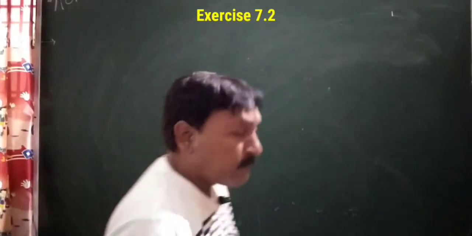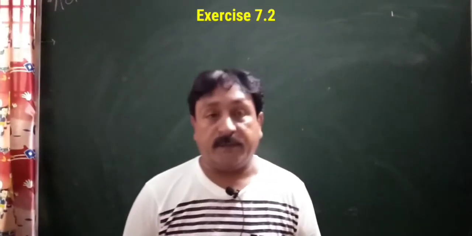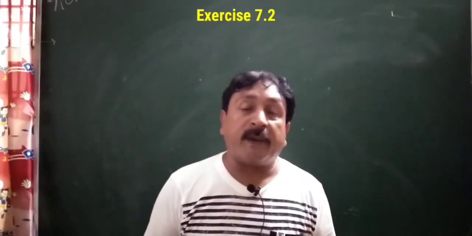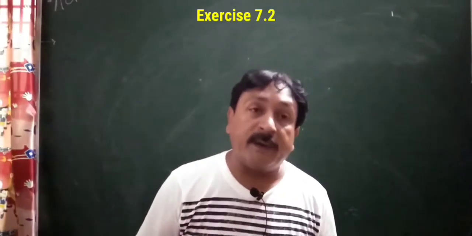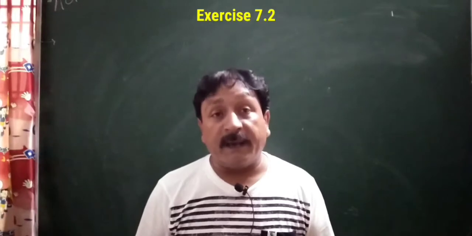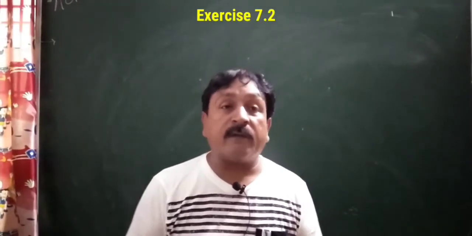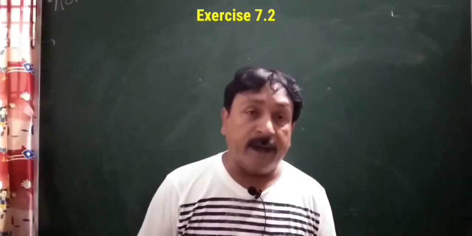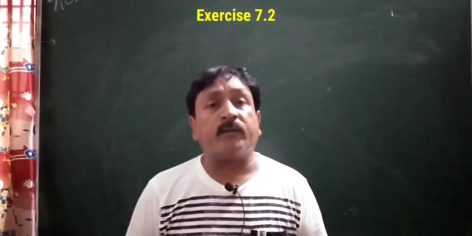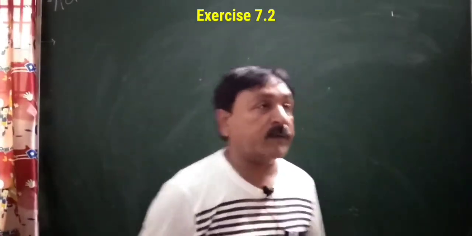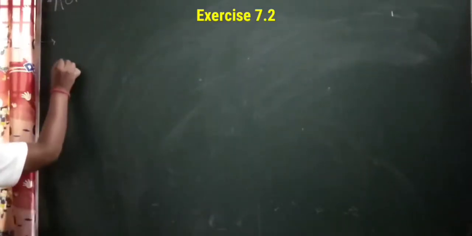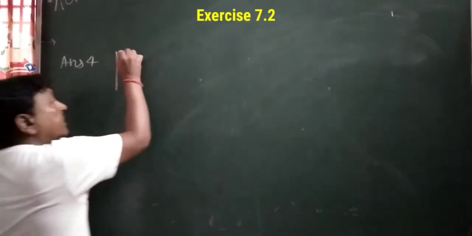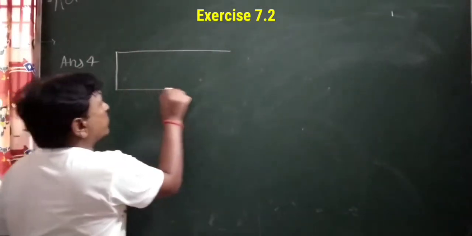So how to solve the questions which are related to ages? If I am talking about my age after 10 years, it means you have to use whatever my age will be after 10 years in the question. Okay? So first of all, in this kind of question, we have to make one box. Answer 4. We have to make one box.